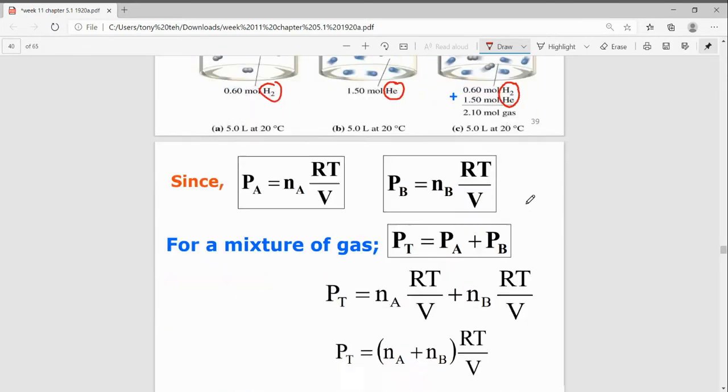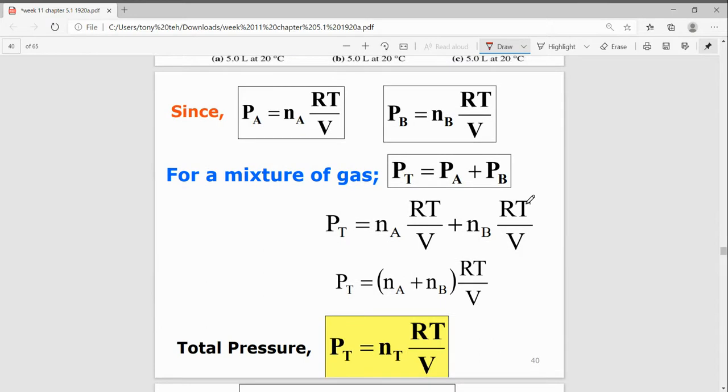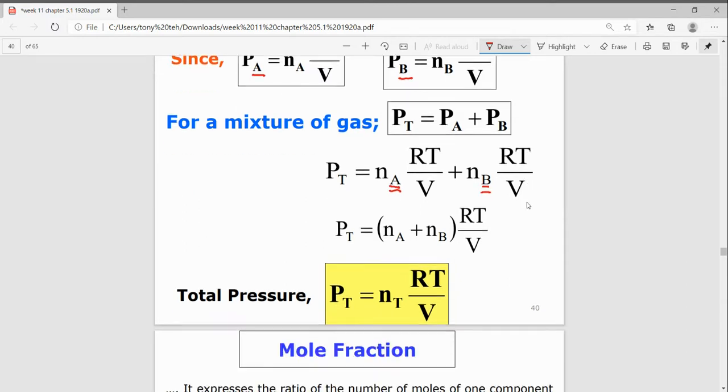Next, let's go for the calculation part. For a mixture of gases, we have two types of gas, for example gas A and gas B, and we use again the same thing, PV equals nRT. So we will get mole A and mole B. So the total pressure will be from the total mole of gases.